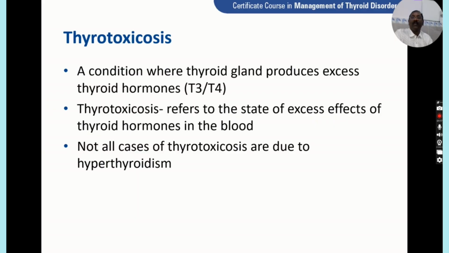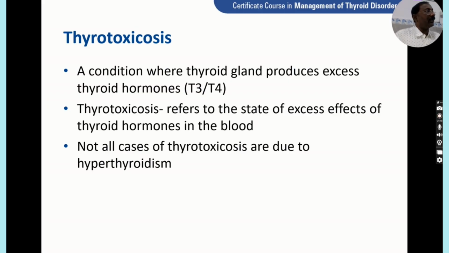Thyrotoxicosis is a condition where the body has excess thyroid hormones. Thyrotoxicosis refers to the state of the excess effects of thyroid hormones in the blood. Not all cases of thyrotoxicosis are due to hyperthyroidism. This is very important. Thyrotoxicosis is different from hyperthyroidism. Hyperthyroidism means the defect is in the thyroid gland only, whereas in thyrotoxicosis the defect may not be from the thyroid gland. Am I clear?